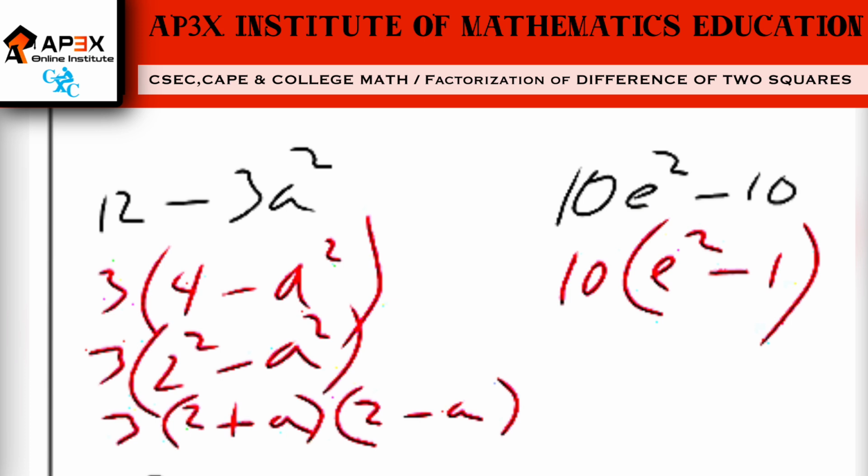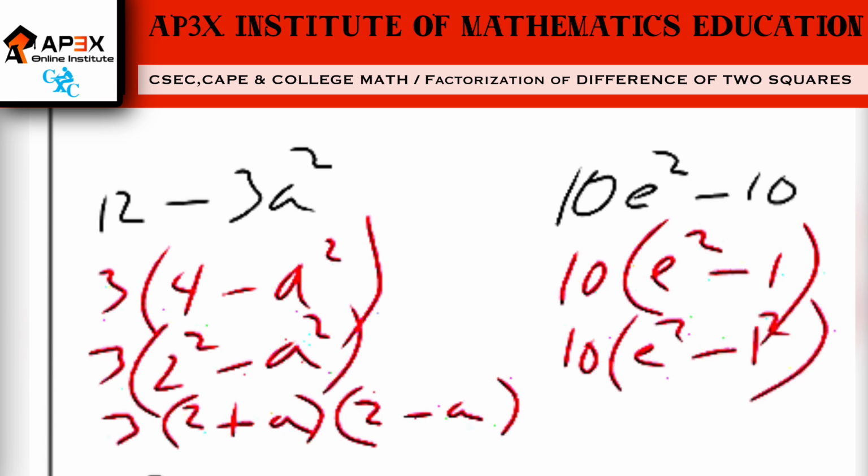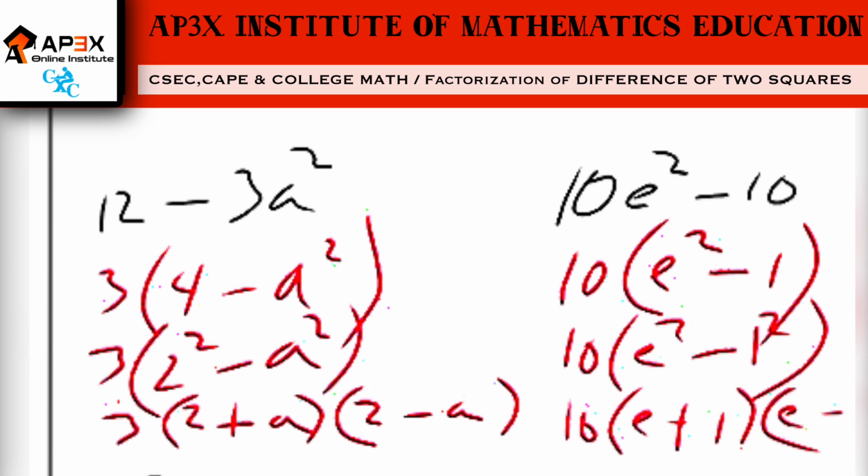Because e squared minus 1. What do I square to get 1? Is that even possible? It is, because 1 squared is 1. So e squared minus 1 squared. So that's 10, open bracket, close bracket, open bracket, close bracket, plus in one, minus in the other, e in the left, e in the right, 1 in the left, 1 in the right. Voila. Isn't mathematics a beautiful language?